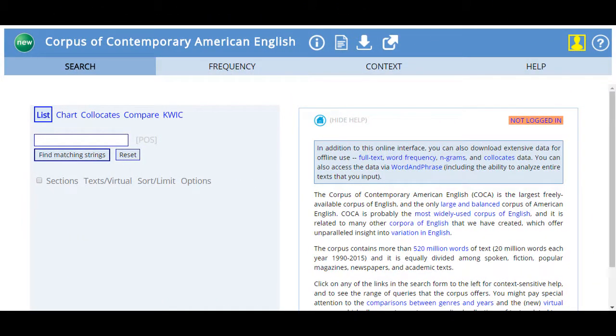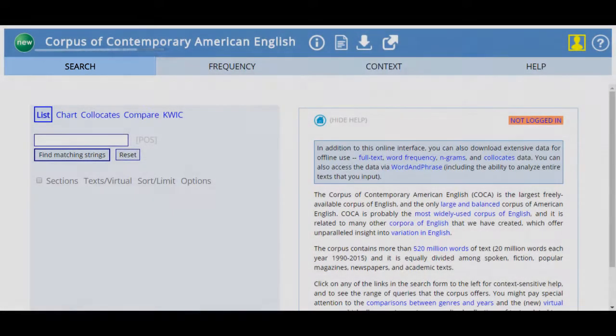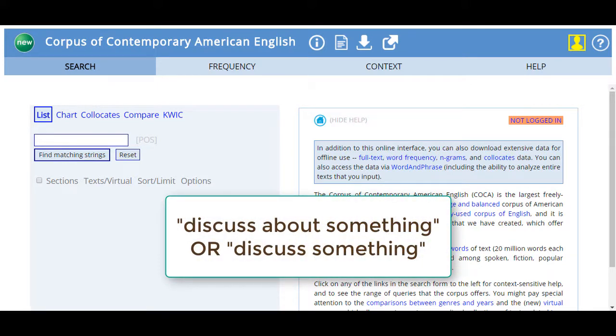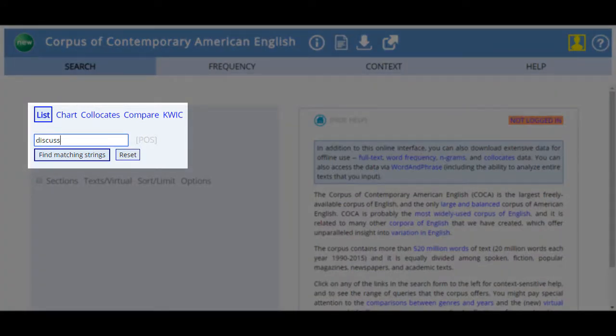In this video, I will lead you through two different examples of using a corpus so that you can envision how you could use this in your own writing. Here, you can see that I am on the Search tab in the Corpus of Contemporary American English. The question I want to know is if I can write "discuss about something," or if I should simply write instead "discuss something." Therefore, I type the word "discuss" in the search box here. Then I click on Find Matching Strings.